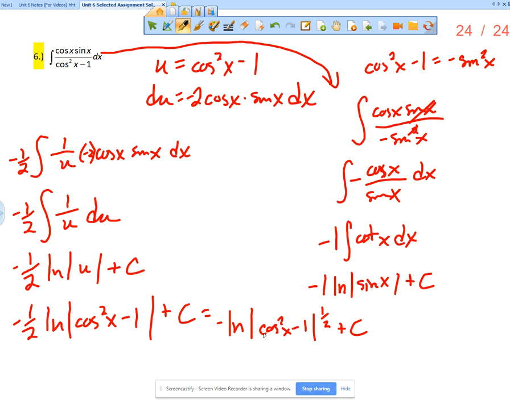But as it turns out, cosine squared minus 1 is negative sine squared, right? So if I put the negative sine squared in there, I get the positive portion because of the absolute value, and then I take the square root and get sine. So the negative natural log of sine of x plus c is equivalent to that.